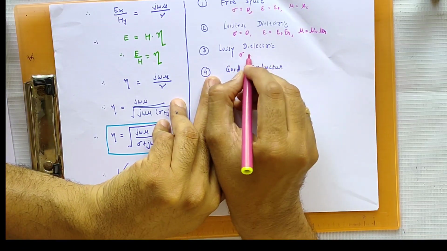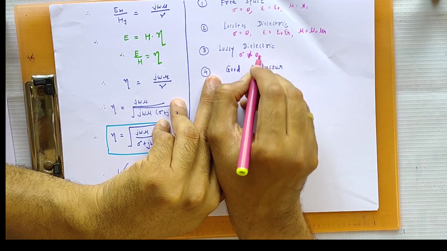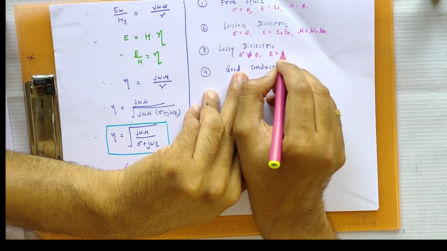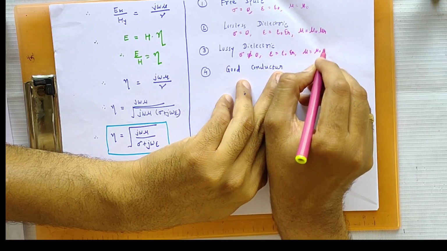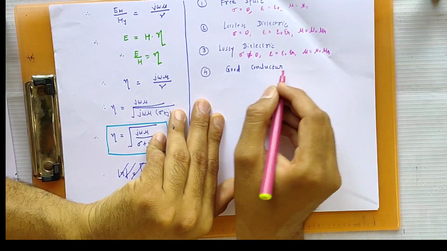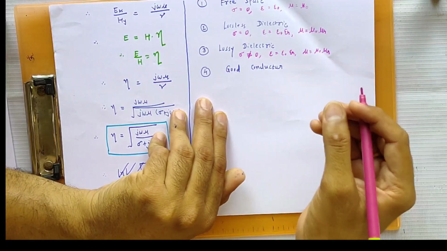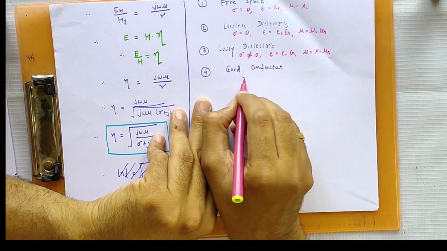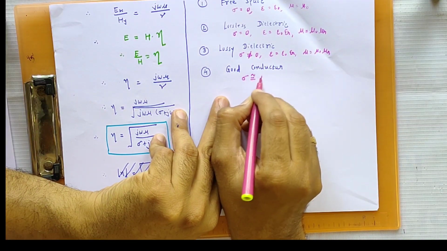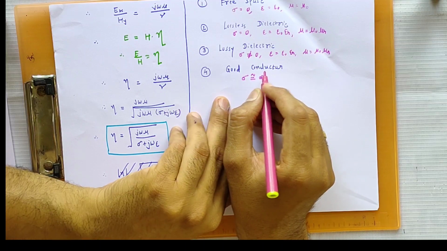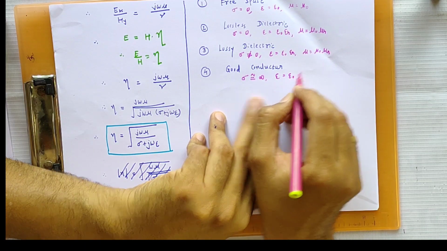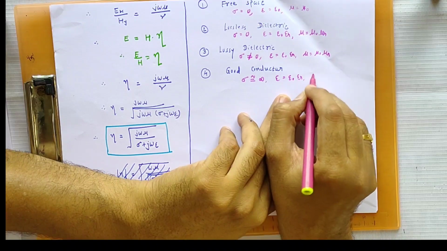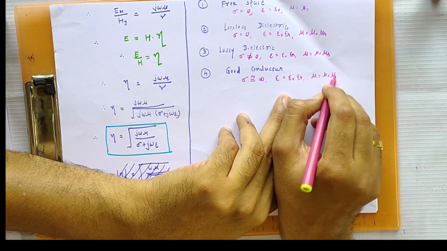Lossy means conductivity is not equal to 0, epsilon is the same, epsilon 0 epsilon r, mu is equal to mu 0 mu r. And what about the good conductor? Good conductor means very, very high loss. That means conductivity sigma is approximately infinity, epsilon is equal to epsilon 0 epsilon r, and mu is equal to mu 0 mu r.